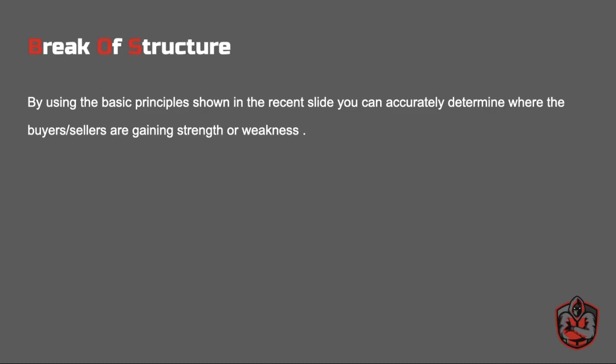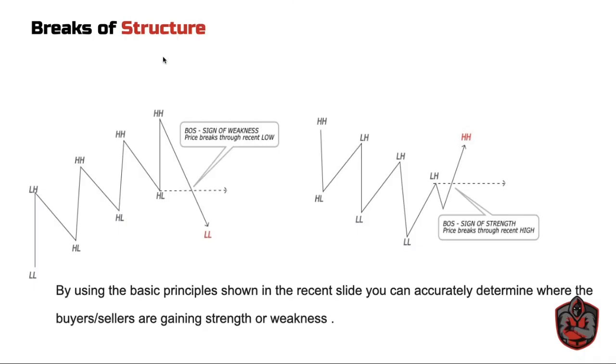Now, break of structure. All right. By using basic principles shown in the recent slides of the basic market movements, you can accurately determine where the buyers and sellers are gaining strength or weakness within the market. So as we can see here, price is printing a series of higher highs and higher lows, referred to as an uptrend.